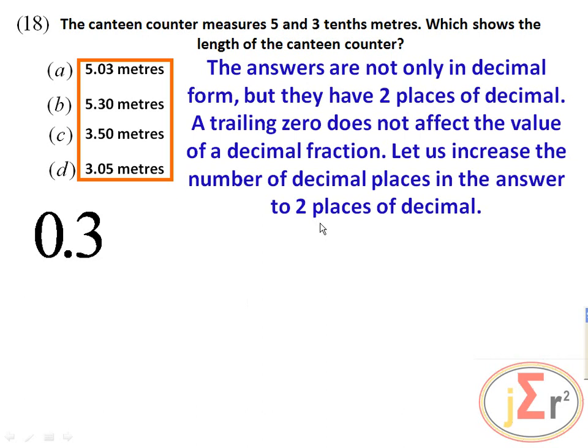So let us increase the number of decimal places in the answer to 2 places of decimal. How do we do that? Put a 0 right there. 5 3/10. Now, when we place a single 0 right here, as we said before, a trailing 0 after a decimal fraction does not affect the value of the fraction.